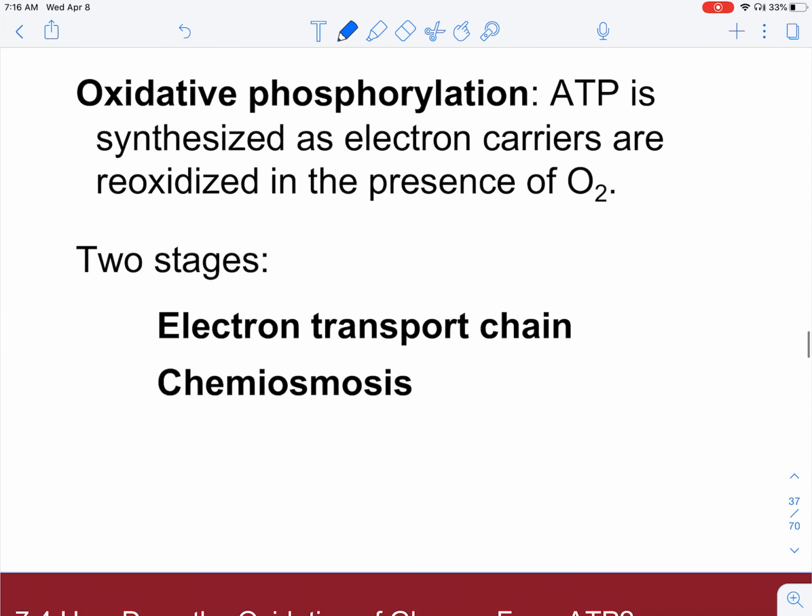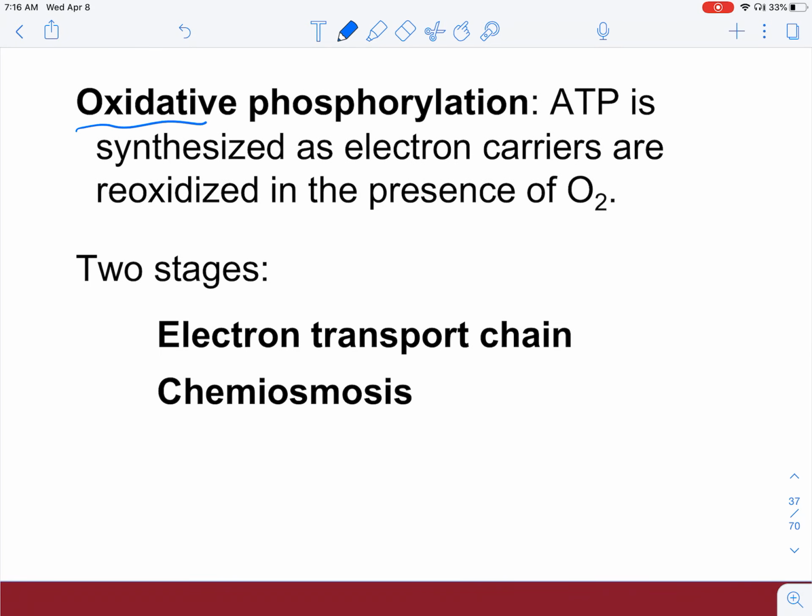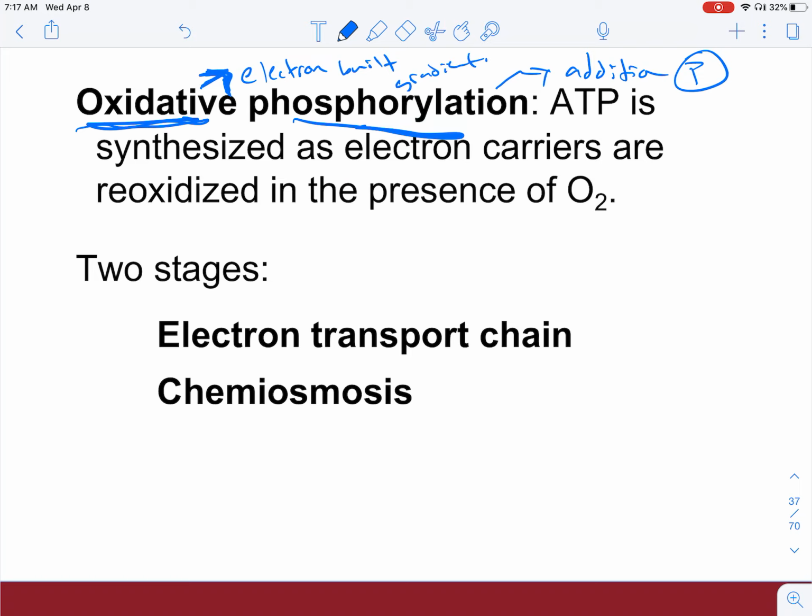Those protons are potential energy. This process we call oxidative phosphorylation. Phosphorylation is the addition of a phosphate group to something, and oxidative is doing this in a way in which we, one, use oxygen, obviously, but we're using electron derived gradients. So this is different from substrate level phosphorylation. Remember, substrate level phosphorylation is when an enzyme directly pushes a phosphate onto a compound.